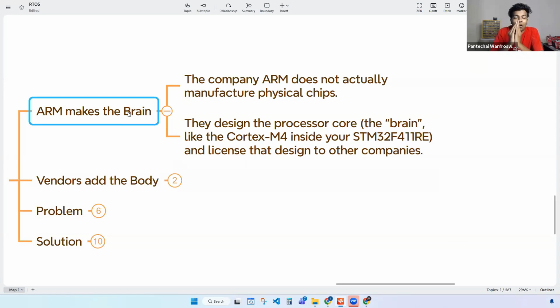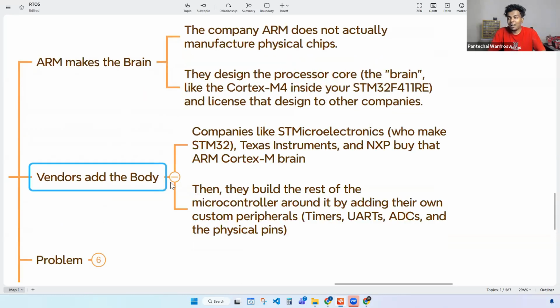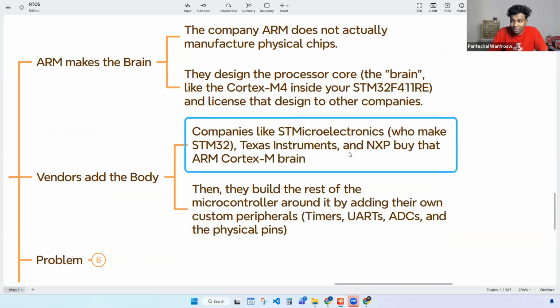That brain is designed by the ARM company. ARM designs the core processor. Cortex M4 is one core processor which is present inside this chip. But other manufacturing companies are there, right? Manufacturing companies like ST Microelectronics, TI, Texas Instruments, or NXP. What they will do is buy the brain from ARM.